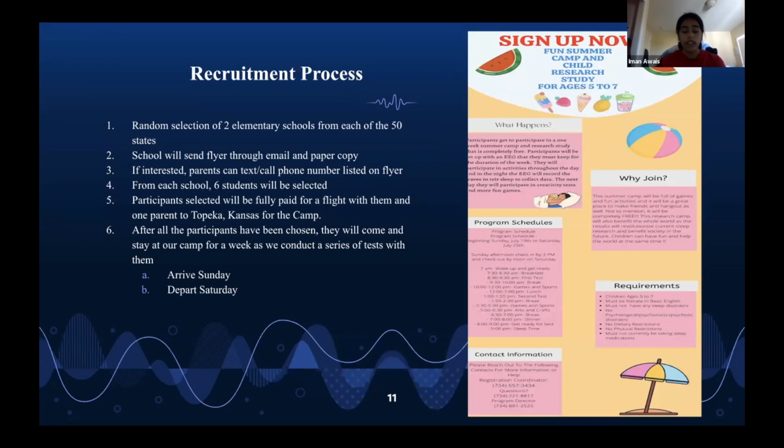From each school, 6 participants will be selected for the study to result in a total of 600 participants from all 50 states: 3 boys ages 5, 6, and 7, and 3 girls ages 5, 6, and 7. The participants who will later be selected will have to pay no travel expenses, as we will cover them all so that they can easily come to the camp in Topeka, Kansas without any troubles. Additionally, for the convenience of everyone, the camp will be hosted in Kansas as it is in the center of all the other states.